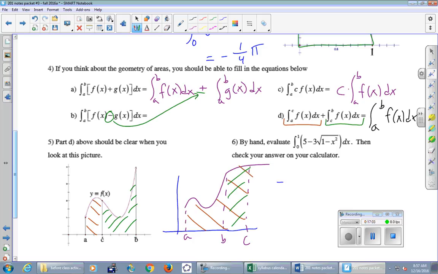Okay. First and foremost, this problem right here is a subtraction problem, yeah? And subtraction for integrals is really nice. We can just separate into two integrals. So let's begin there. 0 to 1 of 5 dx minus integral 0 to 1 of 3 root 1 minus x squared dx. Don't forget, every integral has to have a dx usually, could be a dt.